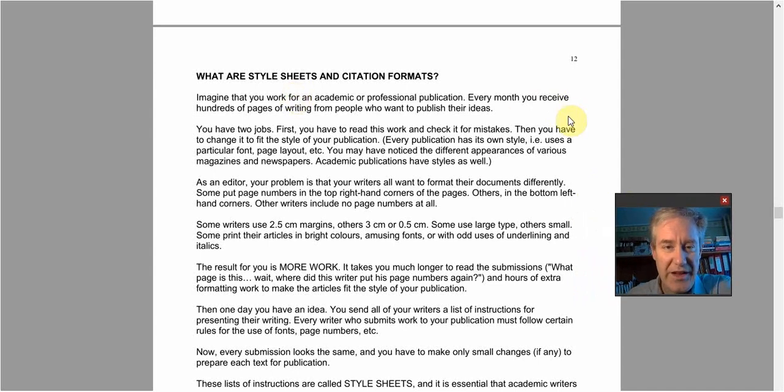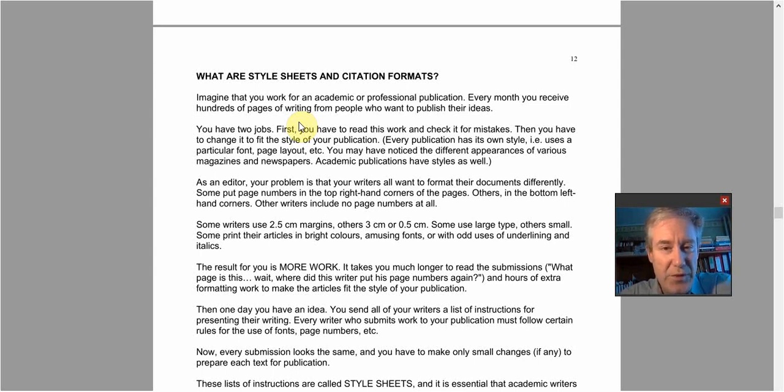So we're going to read through this text together. And it starts by saying this. Imagine that you work for an academic or professional publication. This is an academic class, an academic writing class. We're learning how to write theses primarily, how to write a diploma thesis or a master's thesis. But you can also think of this as, in some ways, a course in professional writing, especially if you're going to try to publish anything in a professional publication. A magazine or a journal, for instance, connected with your profession, whatever it might be.